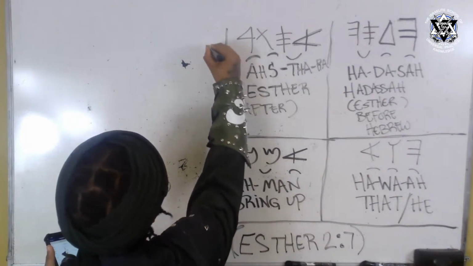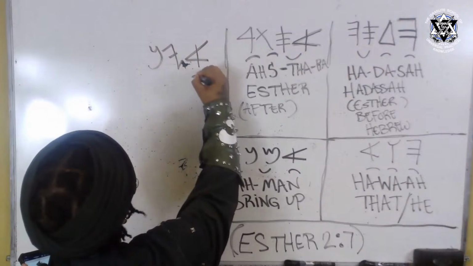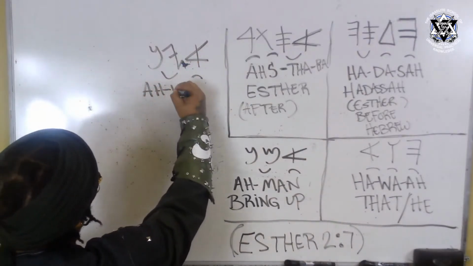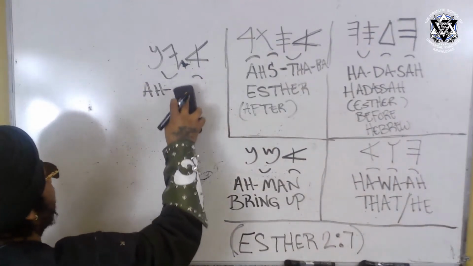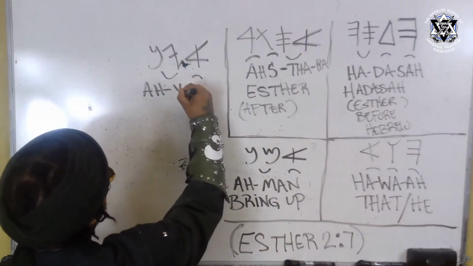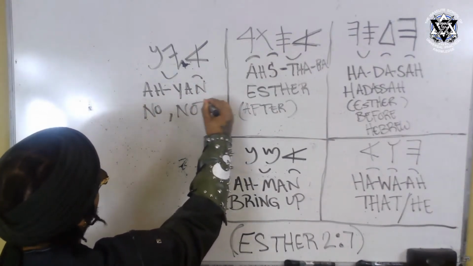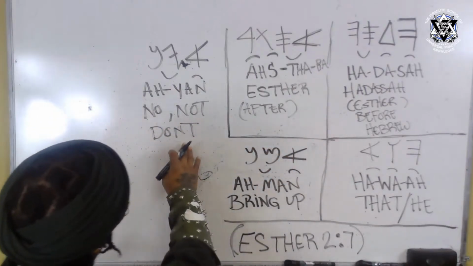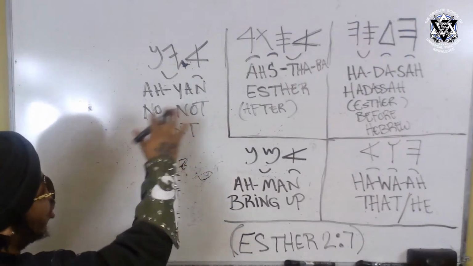Let's go, ayun. The word ayun. Have you ever heard that come from us in the ISUPK? Ayun is a word that means don't, or no, or not. Okay? Ayun, meaning no, not, don't. Don't is one of the main meanings. Don't, not, do not, no.